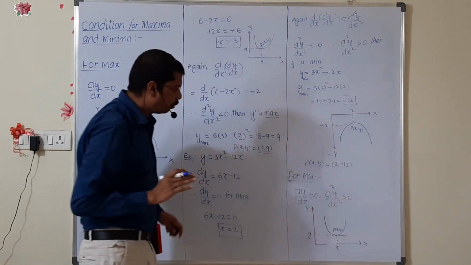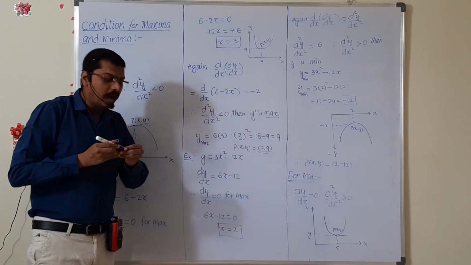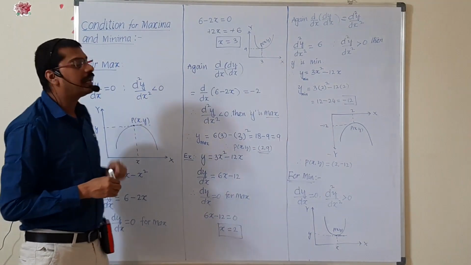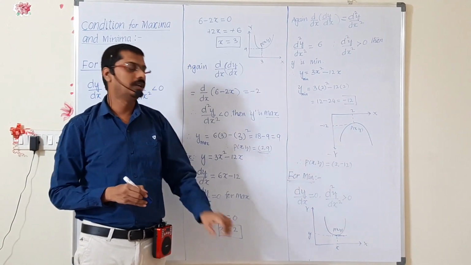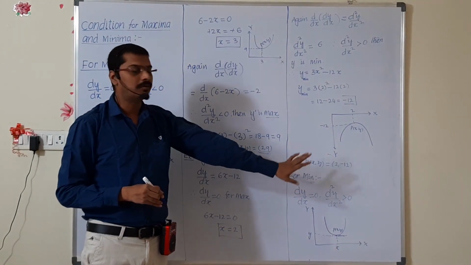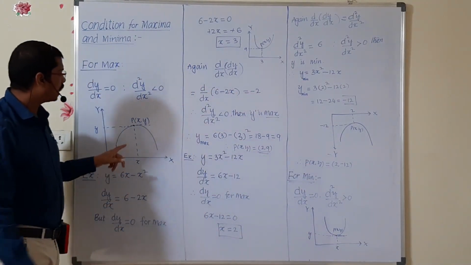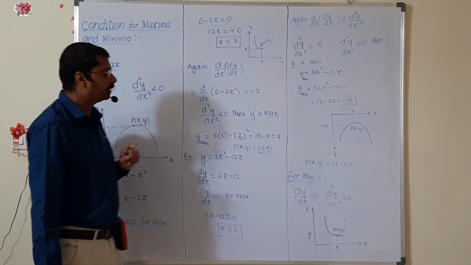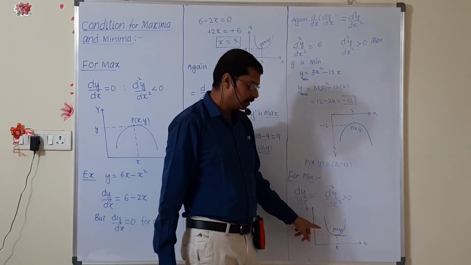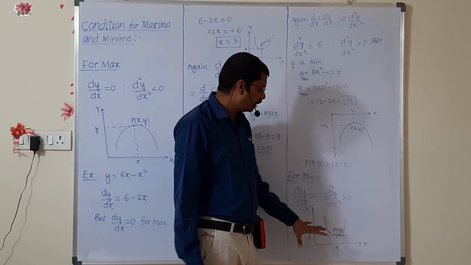For the minimum and maximum, there is only one point we have to remember. On that path, draw the tangent parallel to the x-axis, and that point will be the maximum or minimum. If you want to find the maximum, the graph should be like that, and if you want to find the minimum value, the graph should be like that. Okay, this is for understanding.